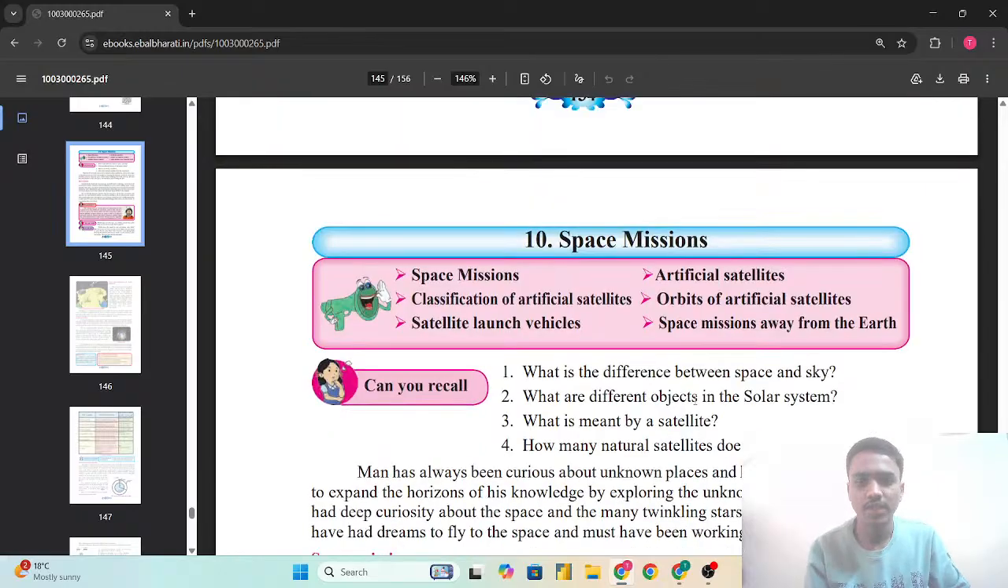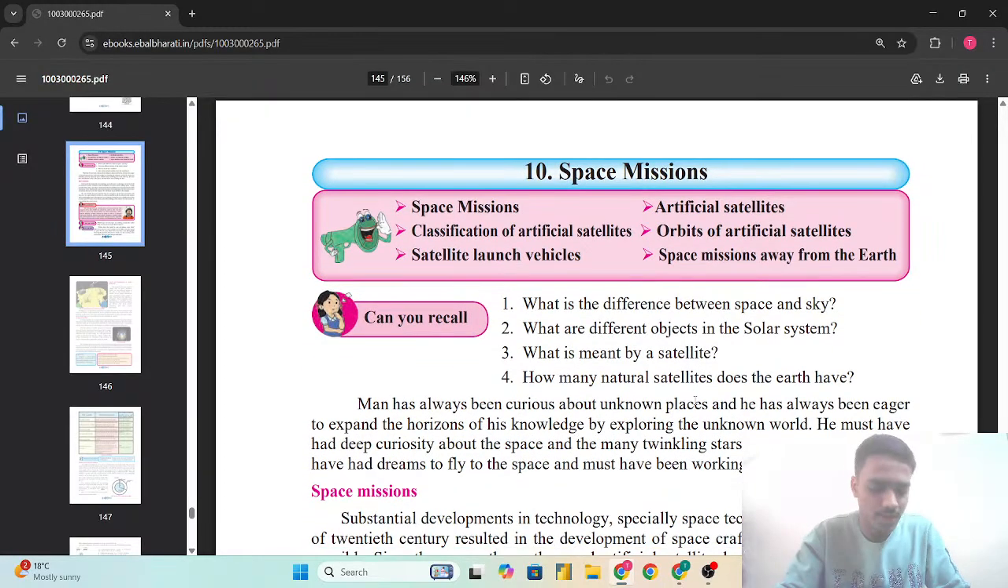So, hello everyone, let's get started with Class 10 Science 1, Chapter number 10, which is the last chapter of Class 10 Science 1. That is the space mission. So, the topics which we are going to see here.